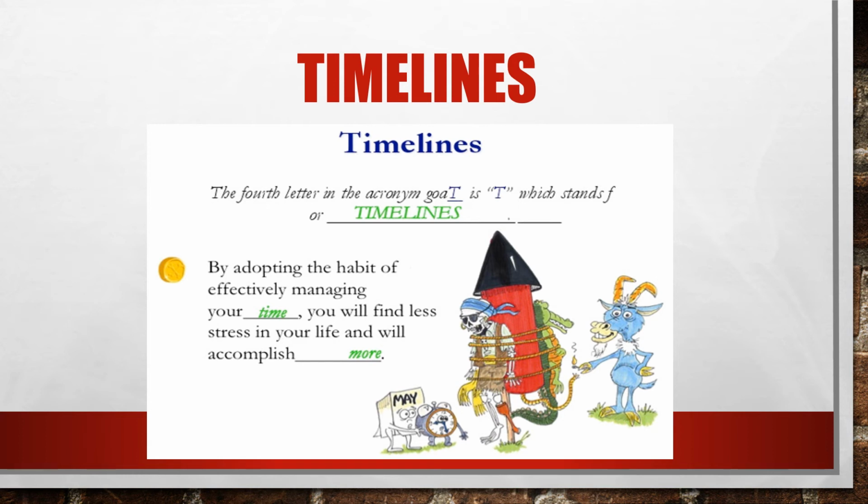The final one in the acronym GOAT is T, and it stands for timelines. By adopting the habit of effectively managing your time, you will find less stress in your life and will accomplish more. This is so true. You can schedule things out, and using your timelines of when you're going to achieve your goals will truly save you so much time, so much stress, and will get you to your dreams and goals a lot faster.